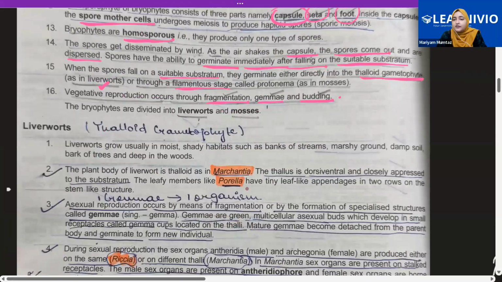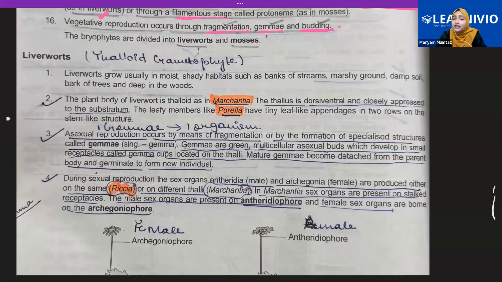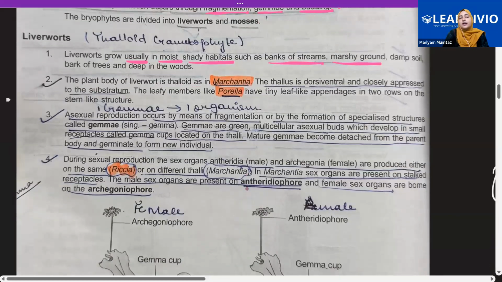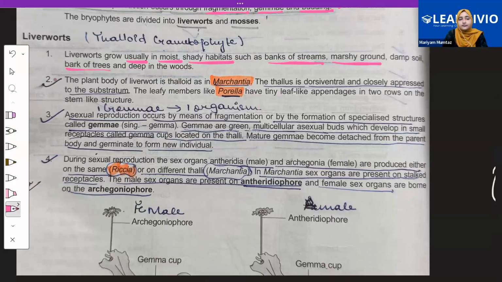So the first type of bryophytes that we're going to see are the liverworts. All in all, in very short, you can call them the thalloid gametophyte, meaning they are thallus-like, and they are obviously gametophyte, meaning gamete-producing body. When we talk about the liverworts, they usually grow in moist, shady habitats, such as the banks of streams and marshy ground. They grow on damp soil, bark of trees, and deep in the woods. These are the places where you'd find the liverworts present.